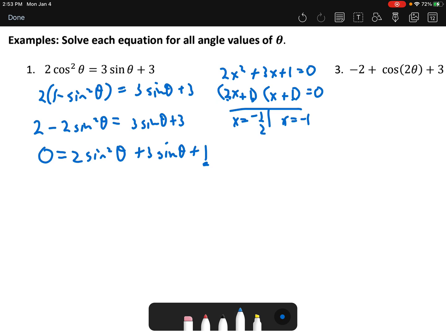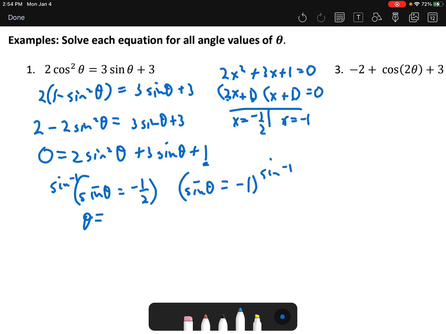Now what did x equal? Sine, right? So sine theta equals negative 1/2. Sine theta equals negative 1. Well, when does sine equal negative half? Take the inverse sine to figure that out. Sine is negative 1/2 at 7 pi over 6 and 11 pi over 6. I'm just looking at the unit circle. When is sine negative 1? Only one place, 3 pi over 2.